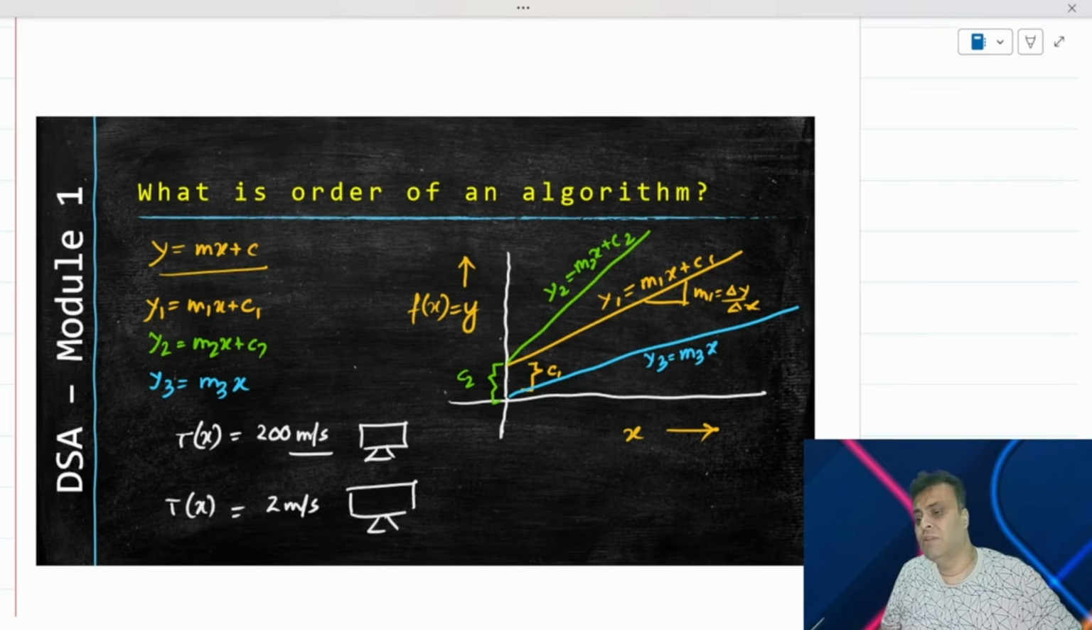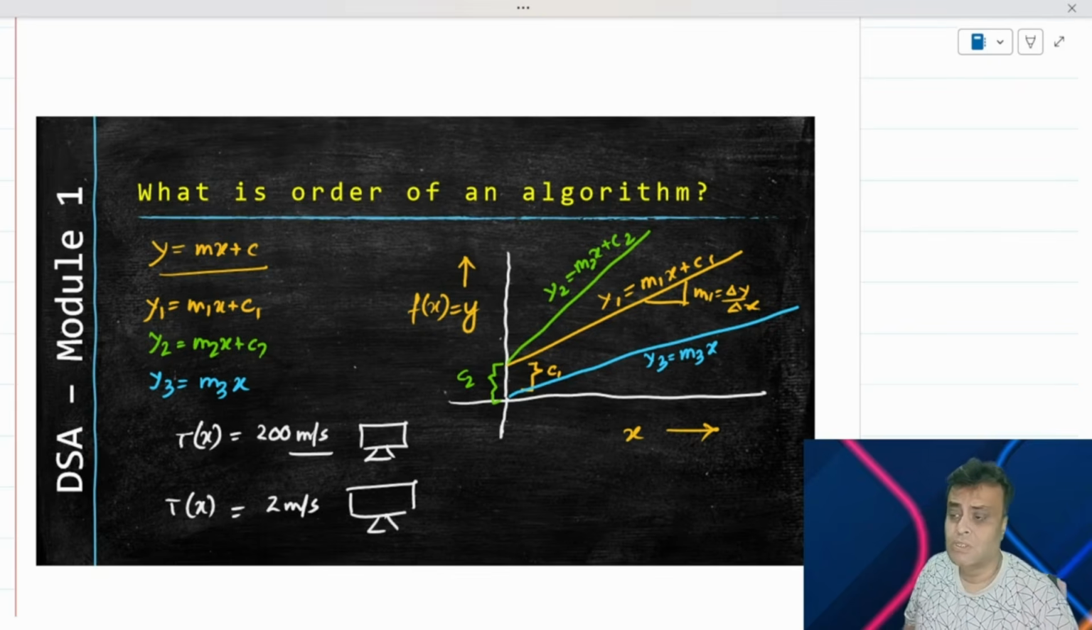The same algorithm can be executed on two different machines in two different amounts of time. So how can you tell that my algorithm takes 200 milliseconds and hence it is good? You cannot say that, right? It can be good on an excellent machine. It can be far worse when given a poor machine. If you give me an excellent machine, I can also produce 2 milliseconds. But as of now, it takes 200 milliseconds on my machine.